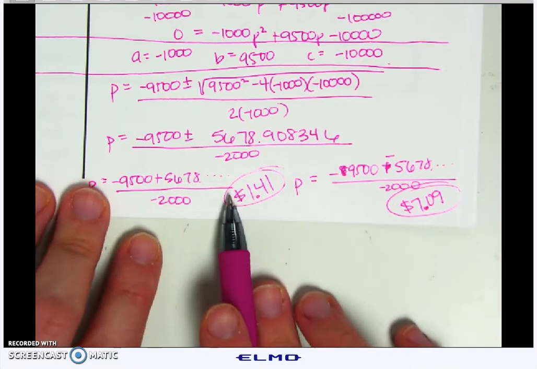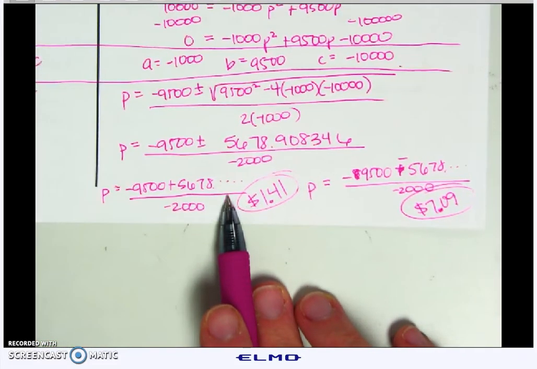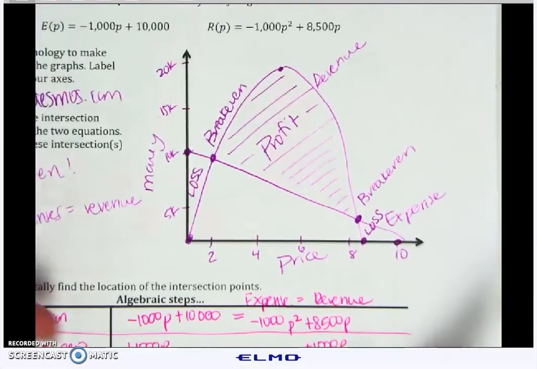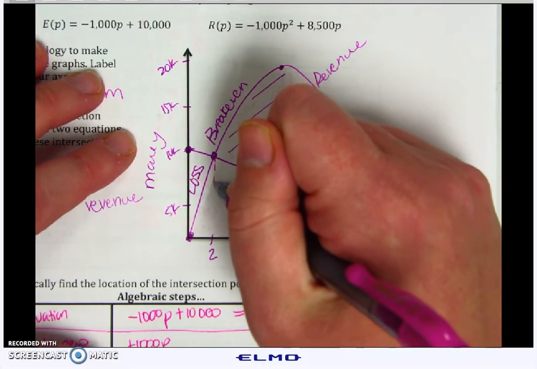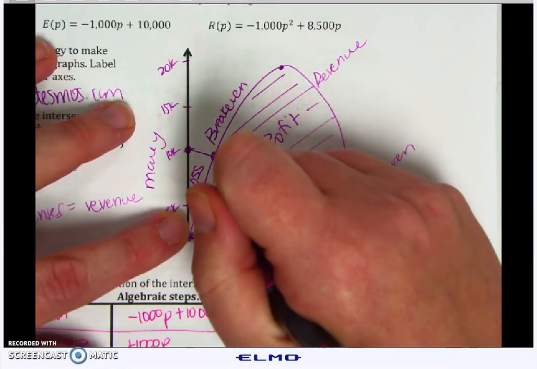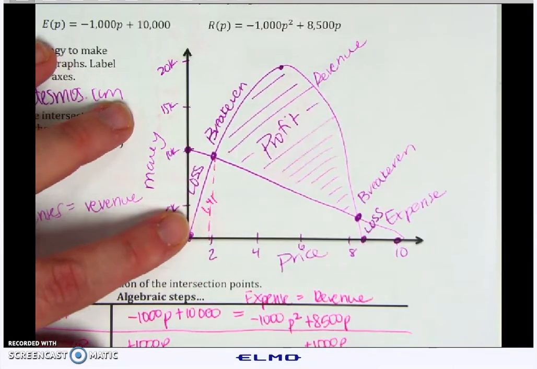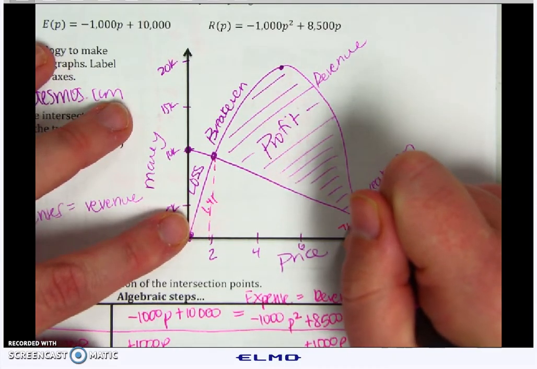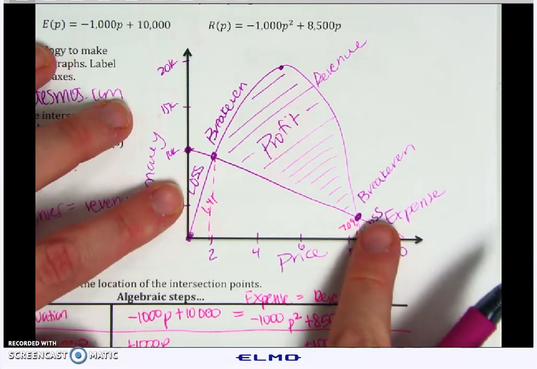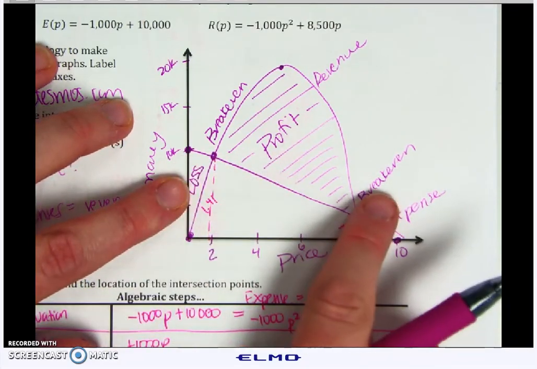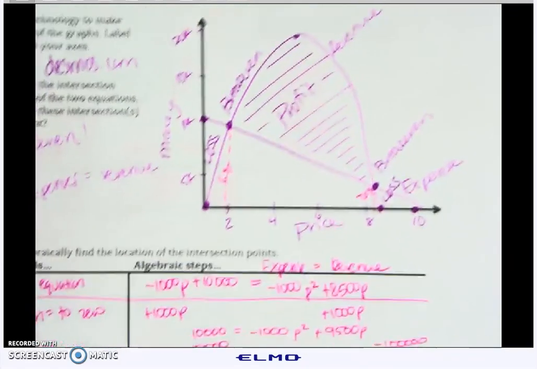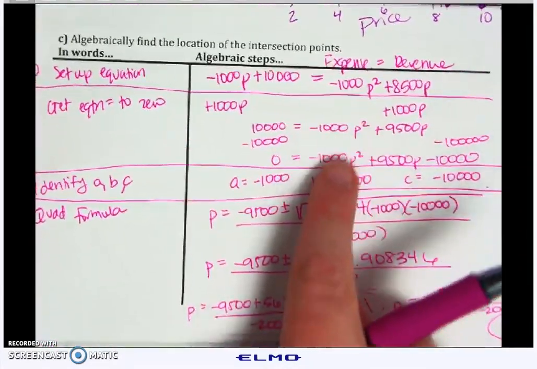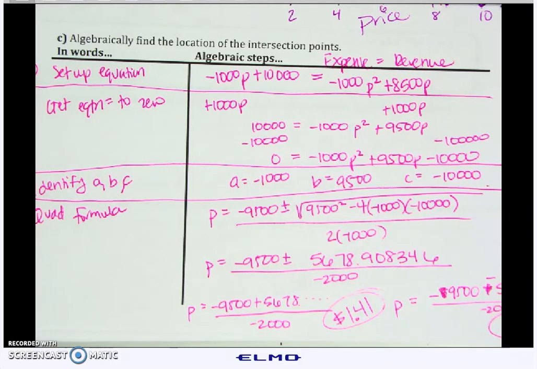Those are the prices that would yield the same expenses and revenue. So graphically, what we found was here, this number was like 1.41, and then this price 7.09. So my sketches were a little bit off, but we're finding the prices of the break-even. The idea is you set the revenue equal to expense, and then you solve using the quadratic formula, like what we did last time.